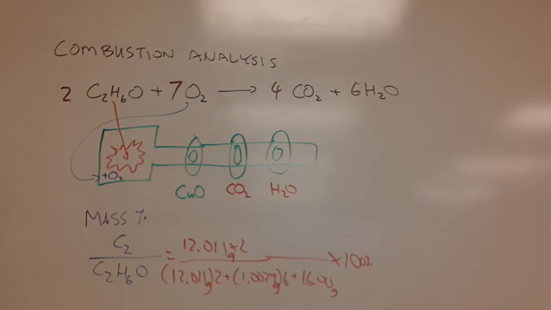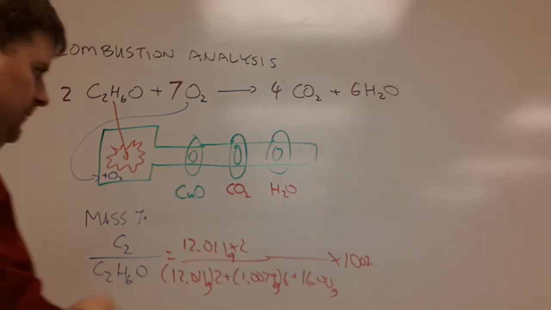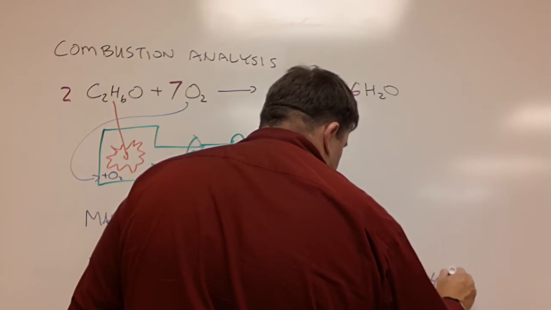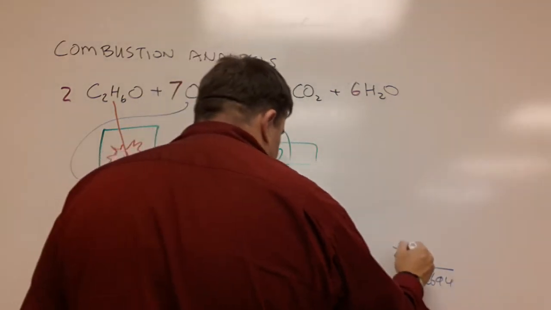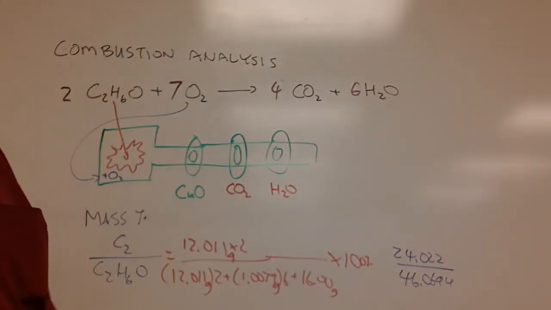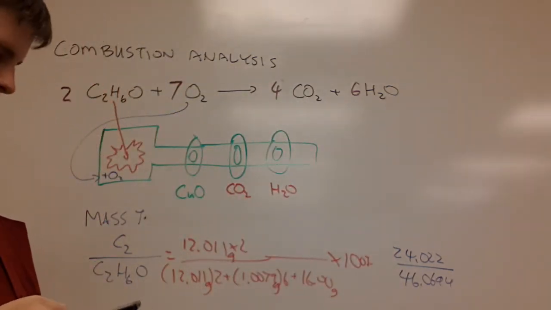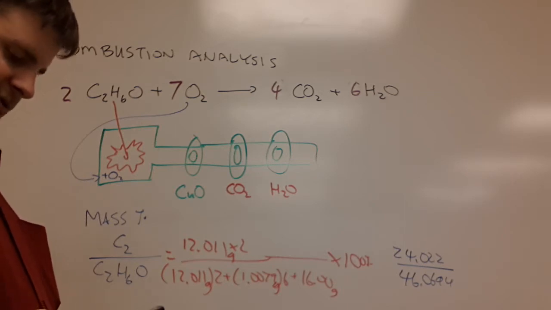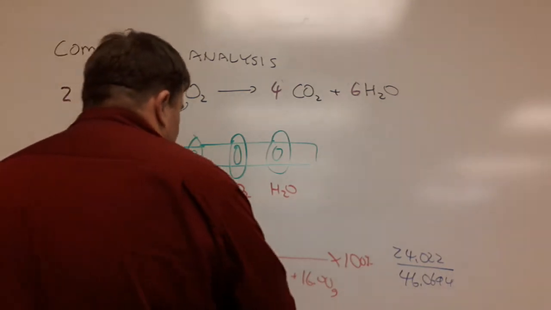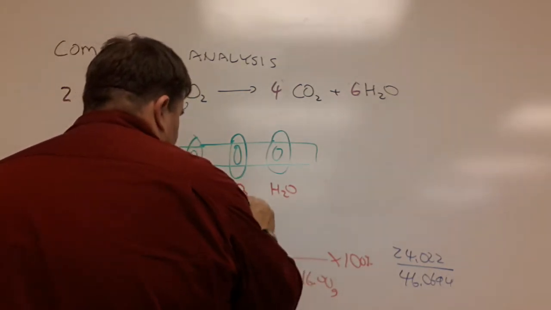And I'll do some math here. All right, so ethanol weighs 46.0694. We do the math there. And this top one's equal to 24.022. Okay, divide both of those, you'll lose grams, and what you are left with is a mass percent of 52%. Okay, so the mass percent that we're going to get of carbon here is going to be 52%.